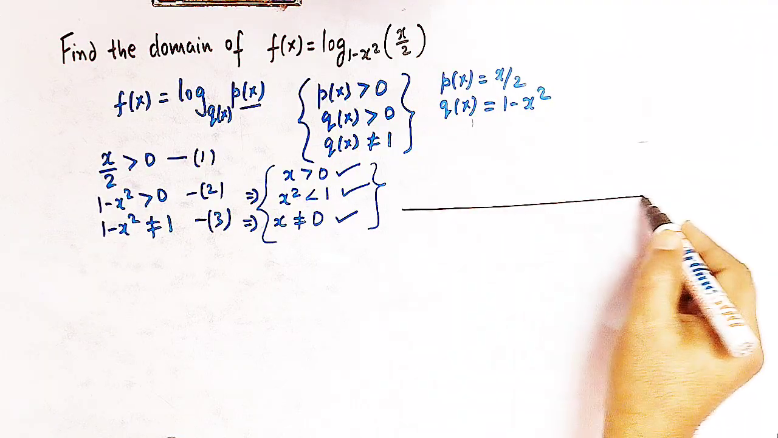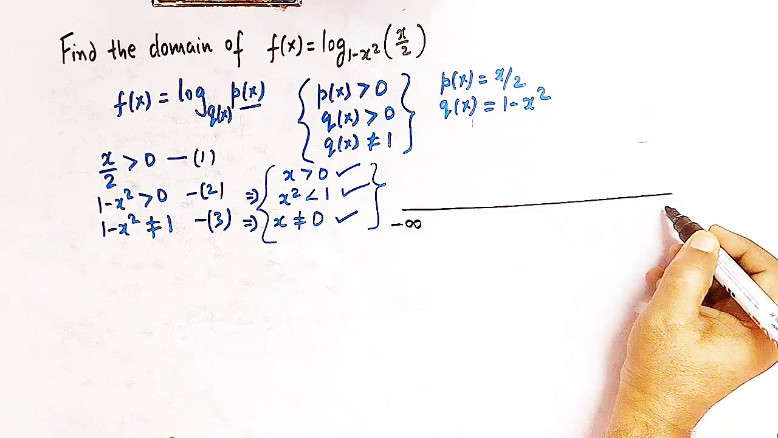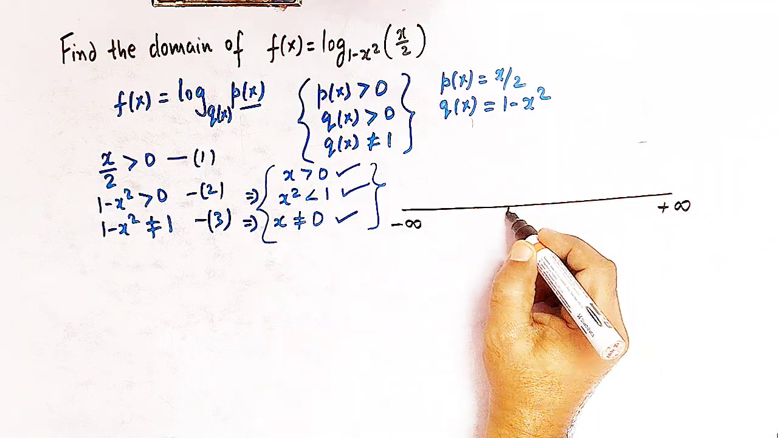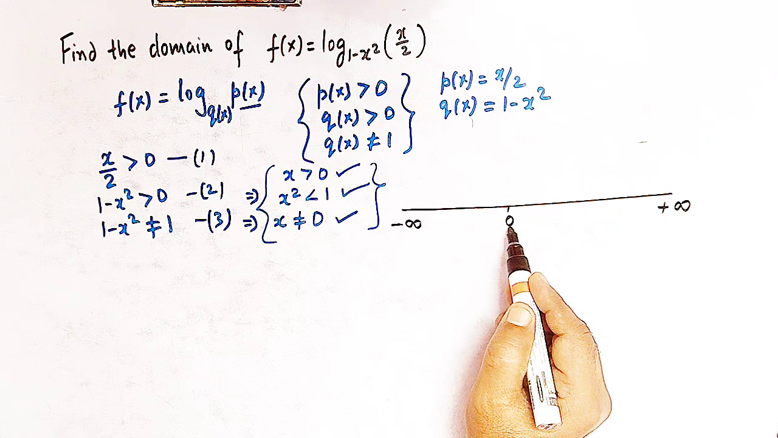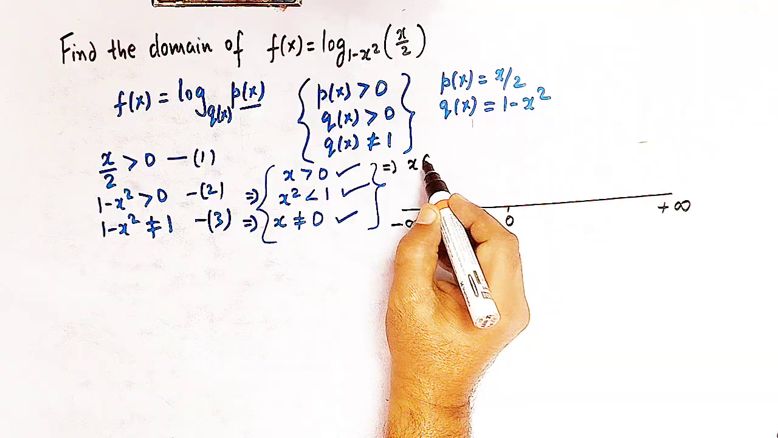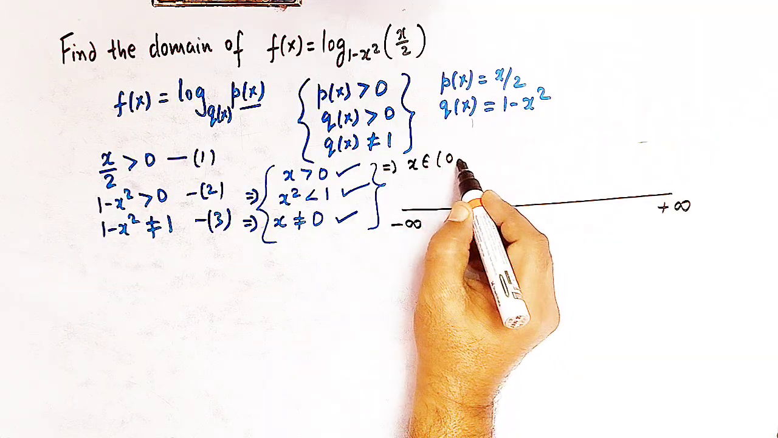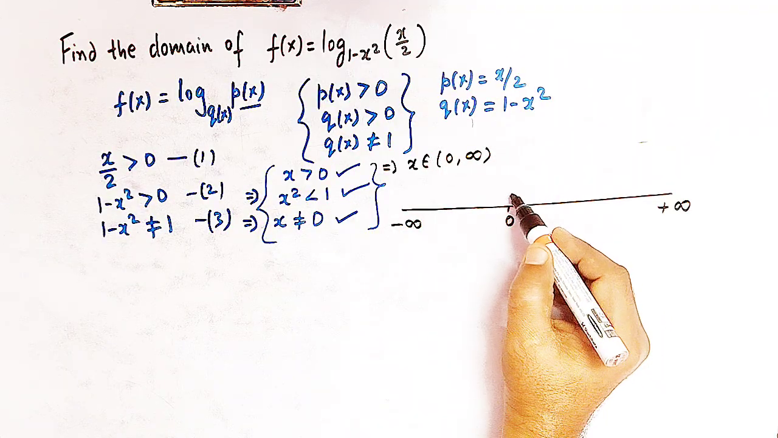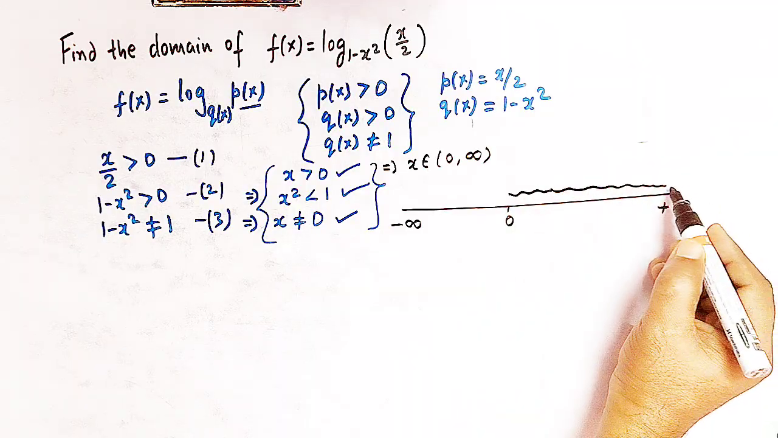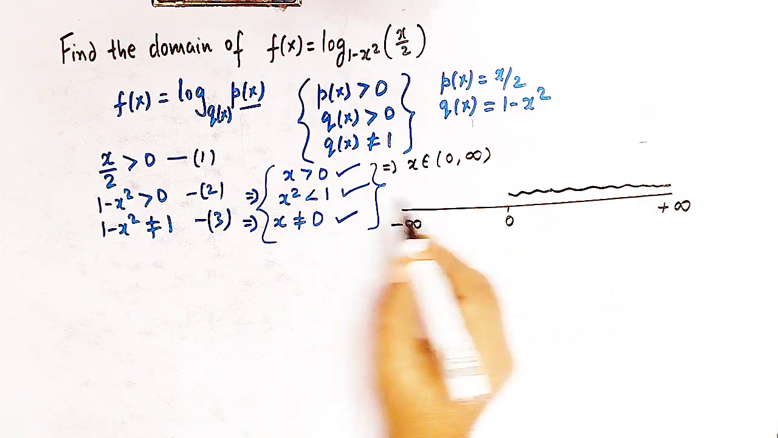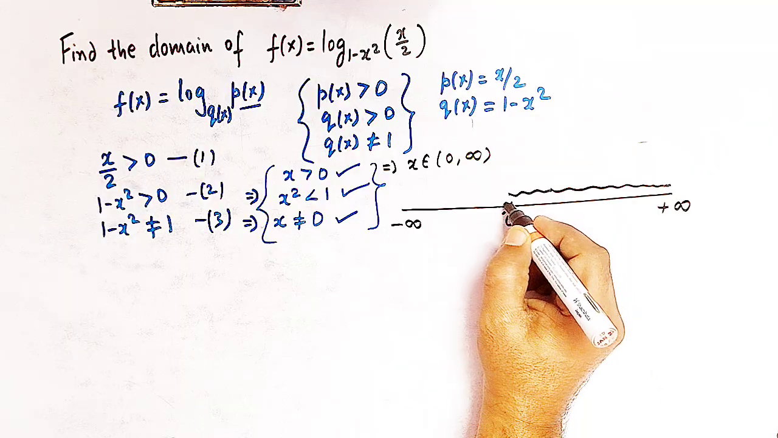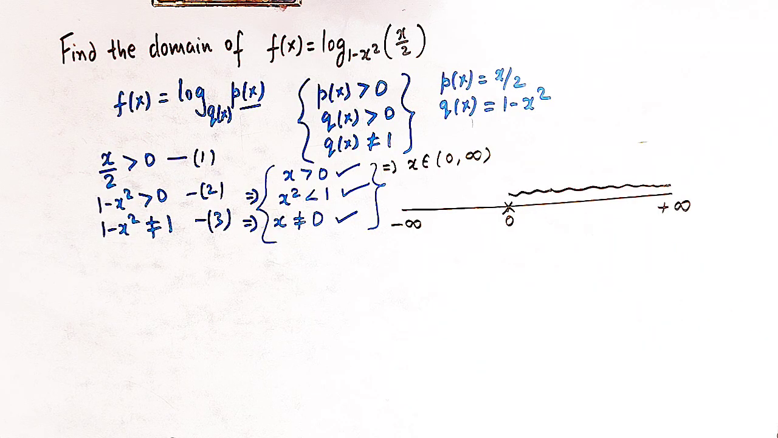So now here we have the real number line, minus infinity, plus infinity, and here we have x equal to 0. x greater than 0 implies that x belongs to the interval 0 to infinity, right? So here we have this region which represents x greater than 0, and remember, here 0 is not included. So we do not have x equal to 0.